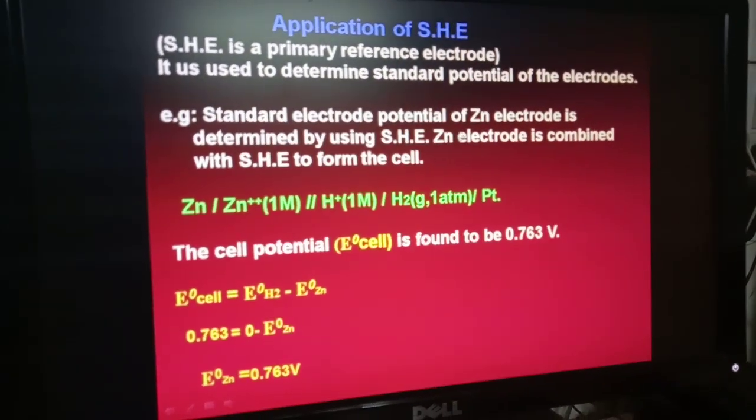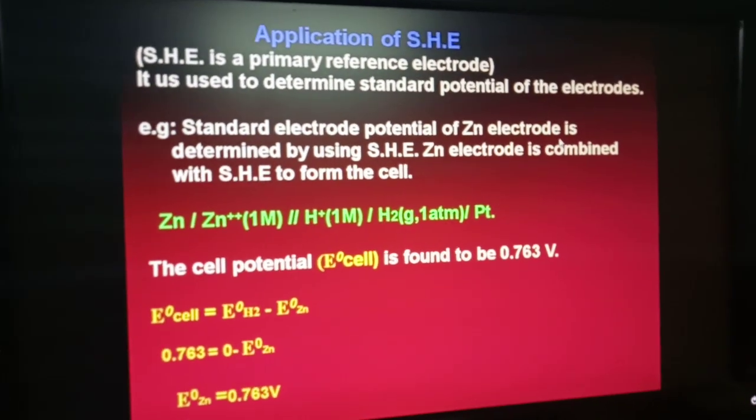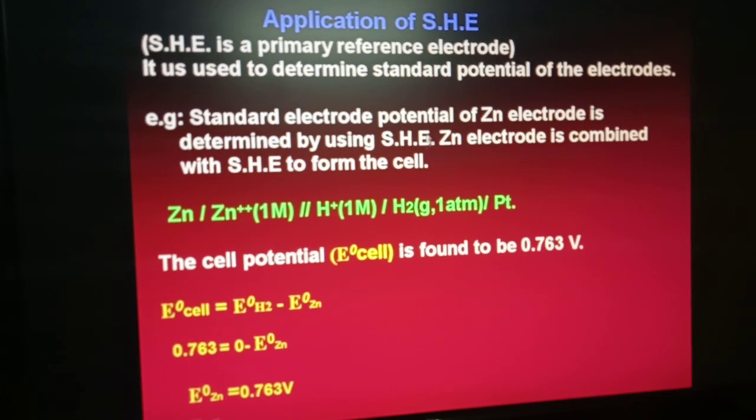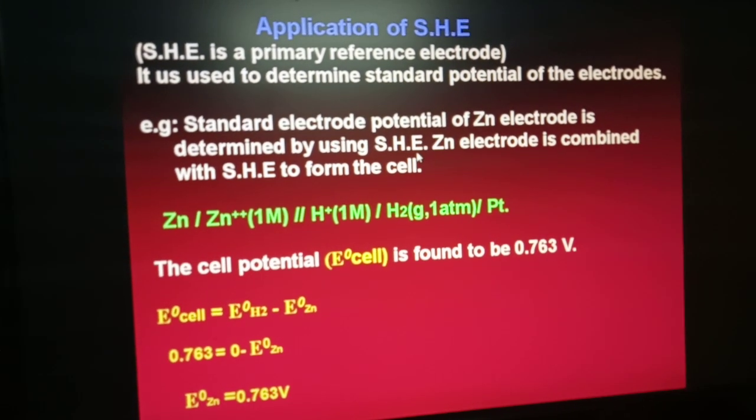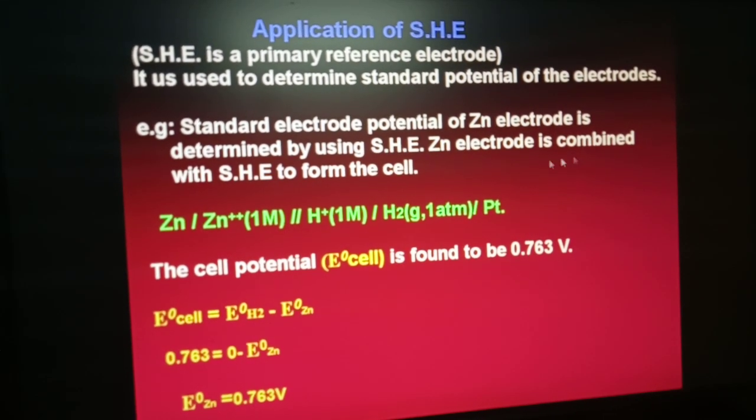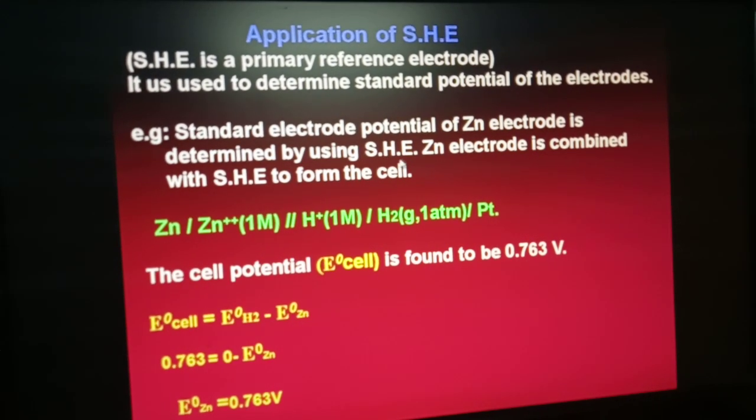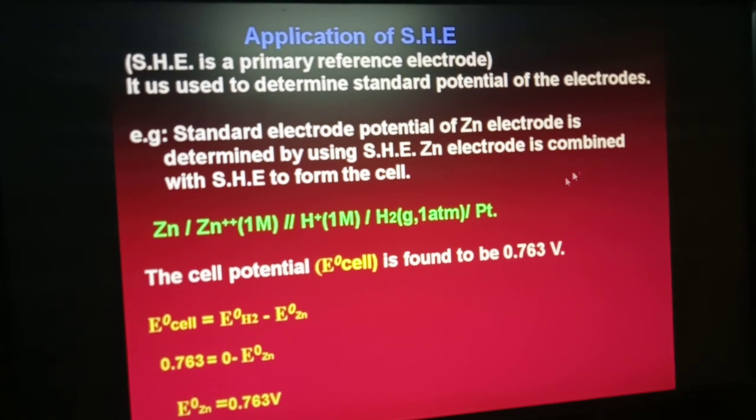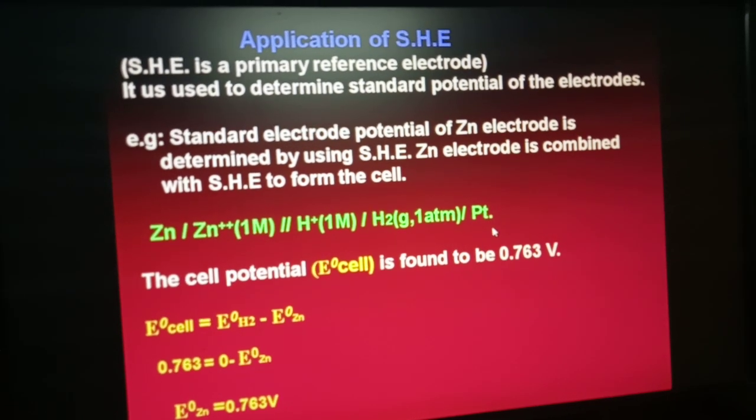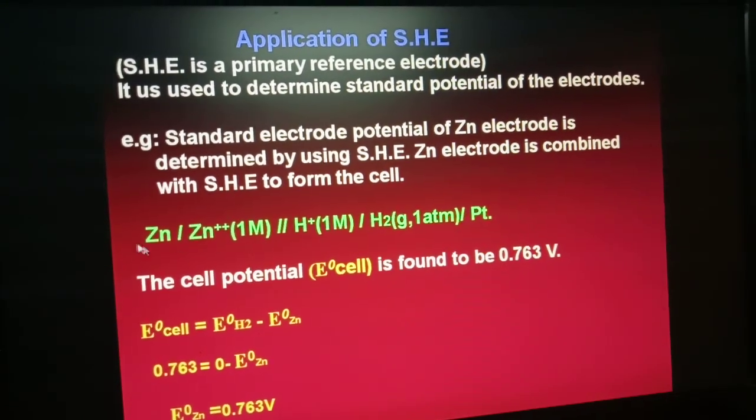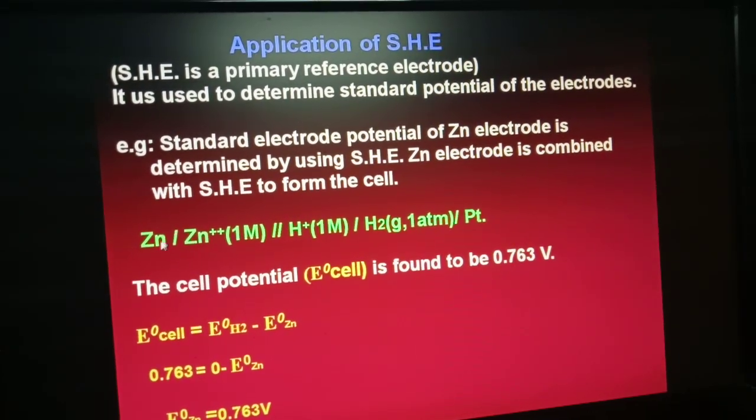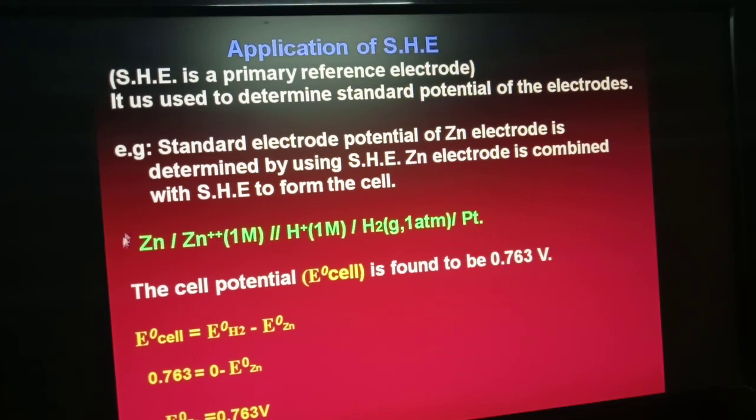In this example, the standard electrode potential of zinc electrode can be determined by using standard hydrogen electrode. We are going to determine standard electrode potential of zinc electrode with the help of standard hydrogen electrode. Zinc electrode is combined with standard hydrogen electrode to form the following cell. So to the left side, that is to the negative terminal, zinc will be connected as the anode.